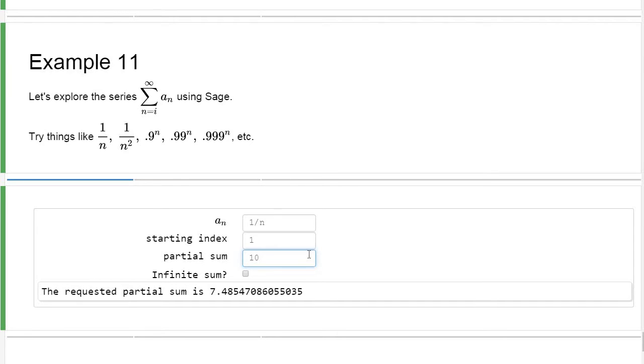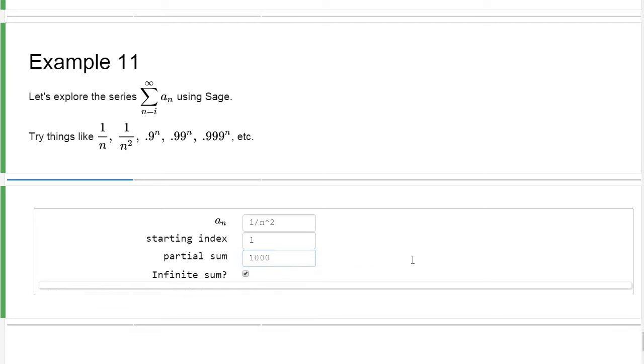Now, if you change this to 1 over n squared, 10th partial sum 1.5, 100th partial sum 1.6, 1000th partial sum 1.64, and we'll go ahead and check that.